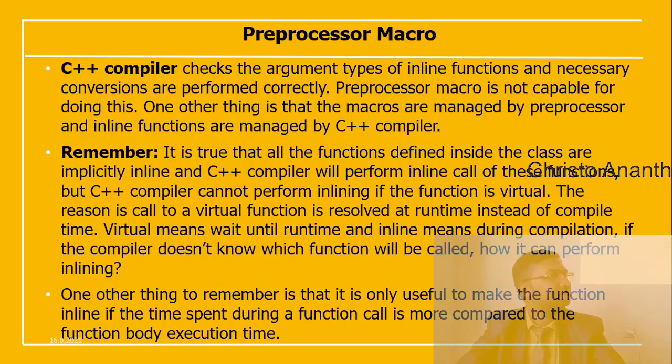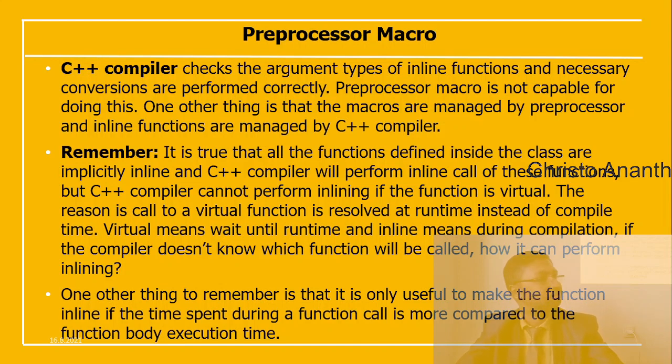It is very much true that all the functions defined inside the class are implicitly inline, and the C++ compiler will perform inline calls of those functions. But the C++ compiler cannot perform inlining if that function is virtual. The reason is that a call to a virtual function is resolved at execution time instead of compile time. Virtual means you have to wait until runtime, while inline means during compilation, so the compiler doesn't know which function has to be called.